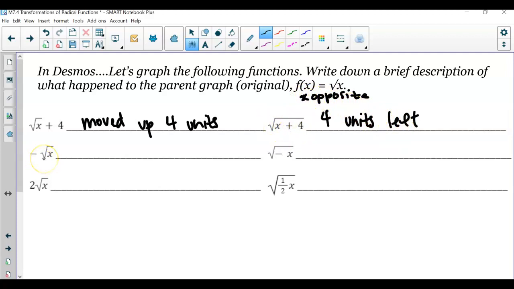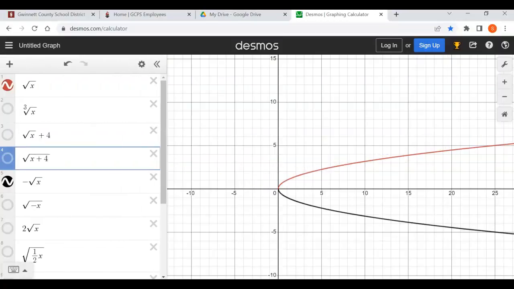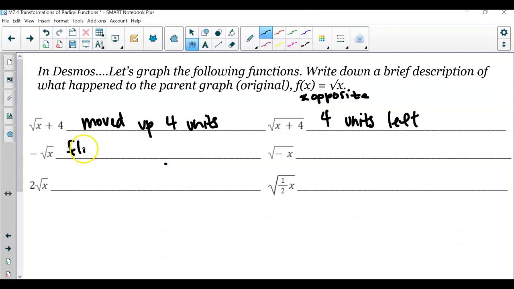Now this one, with our negative, the first was outside. So here we go. Notice how it was the exact same graph, but it just got flipped over the x-axis. So it flipped over the x-axis.